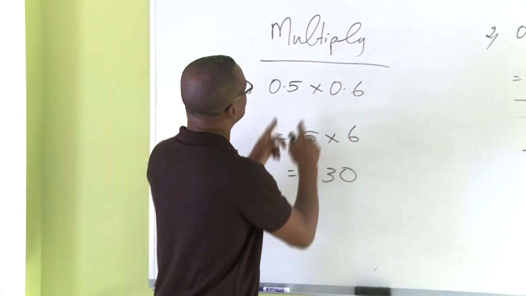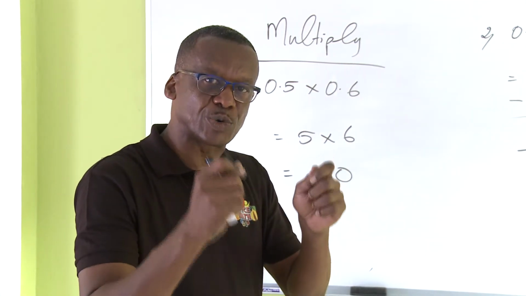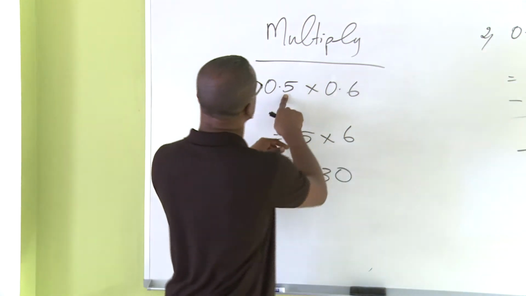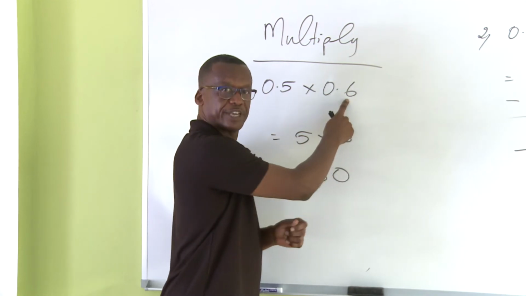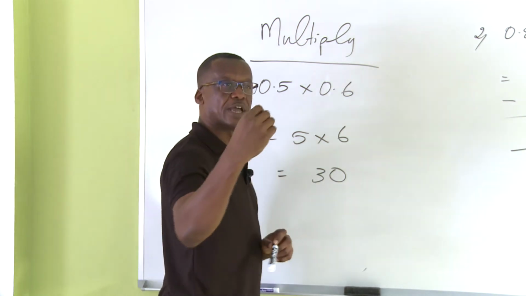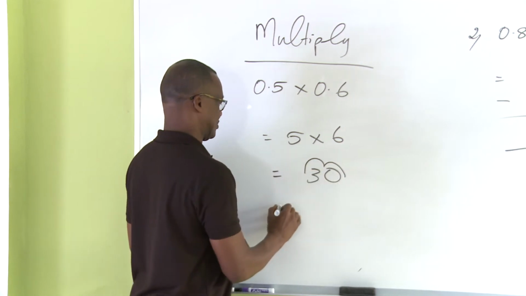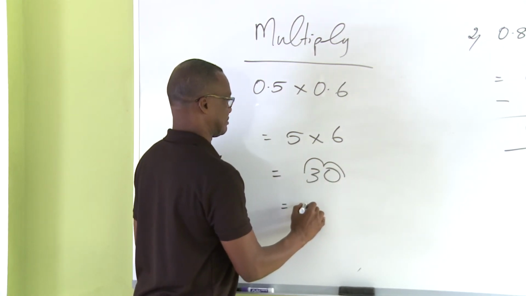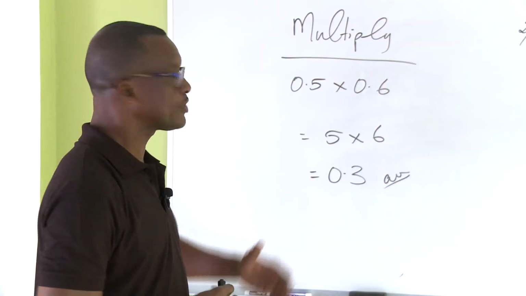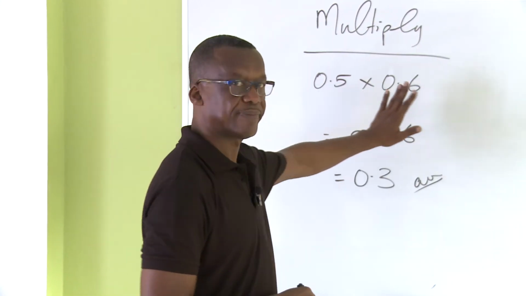We first go to the original question, and the total amount of decimal places in the original question is what will be placed in the answer. There is 1 decimal place here, 1 decimal place here. So that means we have a total of 2 decimal places. We now count from the right. 1, 2. That's 0.3. 0.3 is the result of multiplying 0.5 by 0.6.